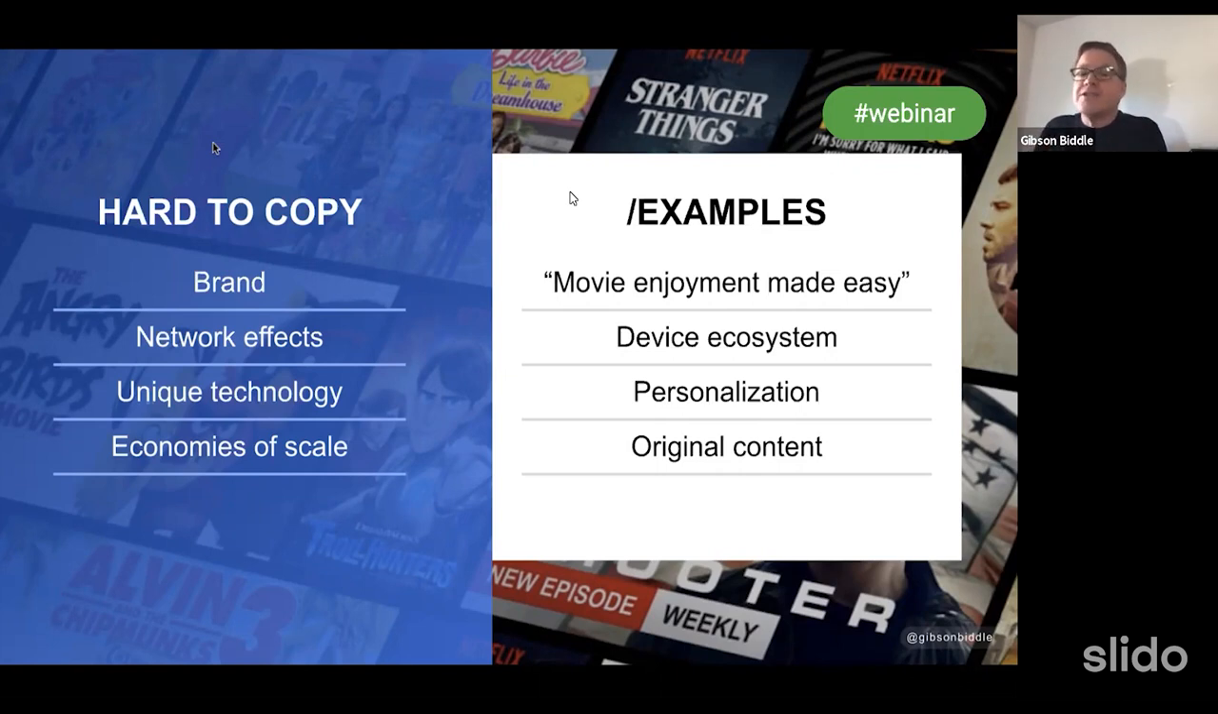The unique technology I love is personalization. I just gave you an example with BoJack and Stranger Things about how it helps. Network effect, every device in the world is wired to let you stream anytime, anywhere on any device. And then yes, you trust the brand today. It took decades to build a trusted brand. And the idea that we were trying to deliver on was movie enjoyment made easy. And I hope you find that Netflix delivers on that brand promise.